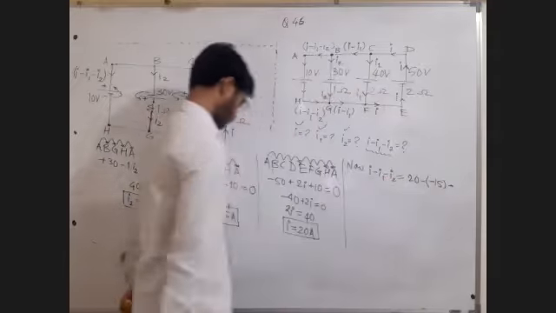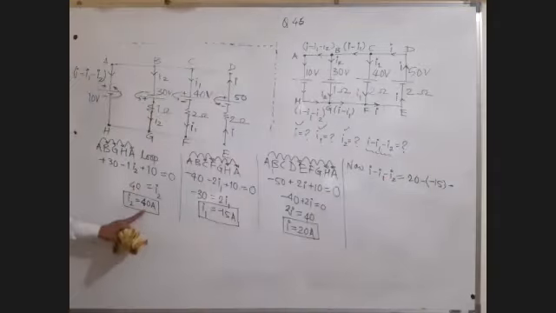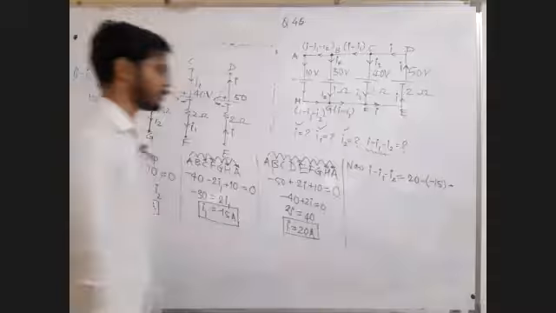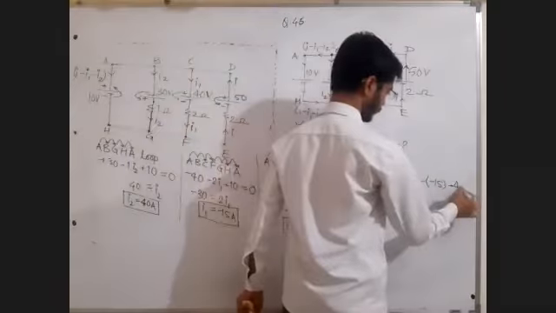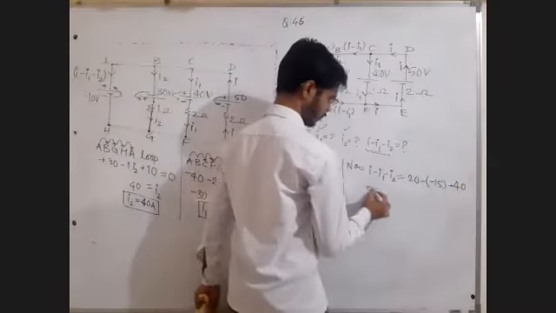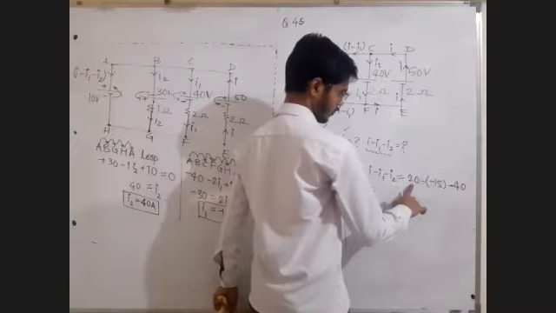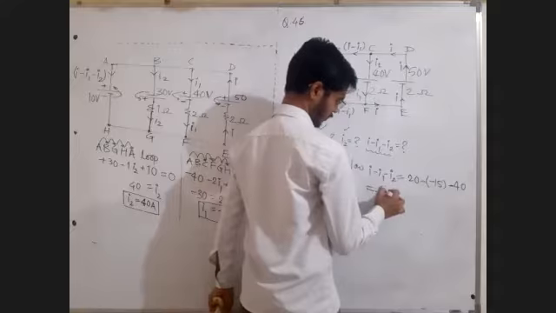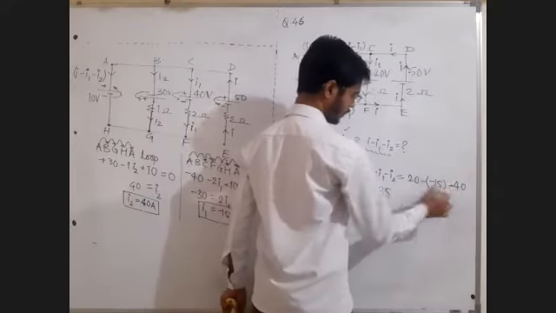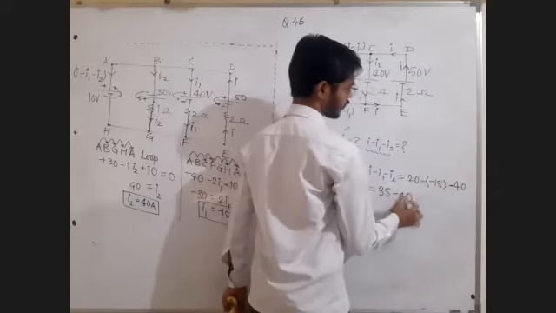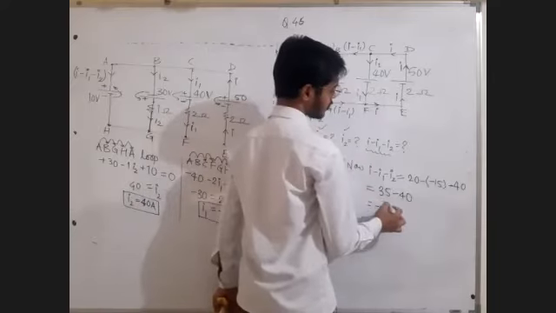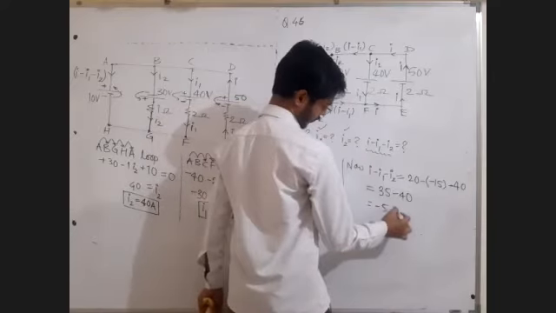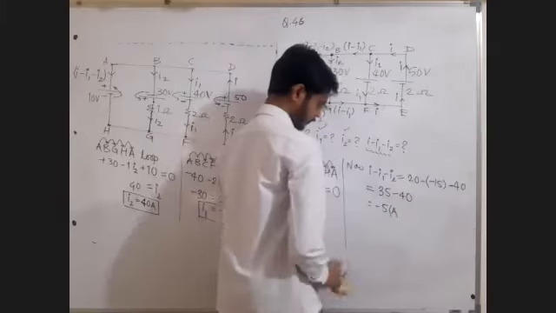Now this I2 is equal to 40 ampere. So 20 plus 15 is 35, and 35 minus 40 is equal to minus 5. Let it be minus 5.